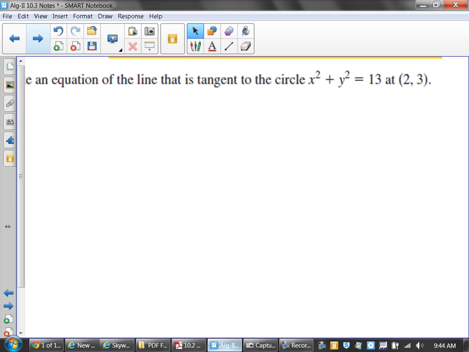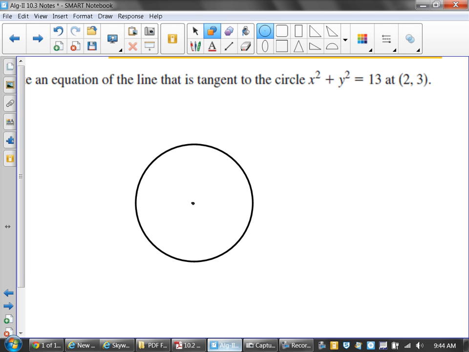Do you guys remember what it meant to be tangent to a circle from back in chapter 10 in geometry? Touches at one point, and what is it to the radius? Perpendicular. So a tangent line to a circle touches the radius at one spot, and it's perpendicular. I don't know if you vaguely remember that. So what I want to do here is write the equation of that line that is tangent to the circle that is going through the point (2, 3).